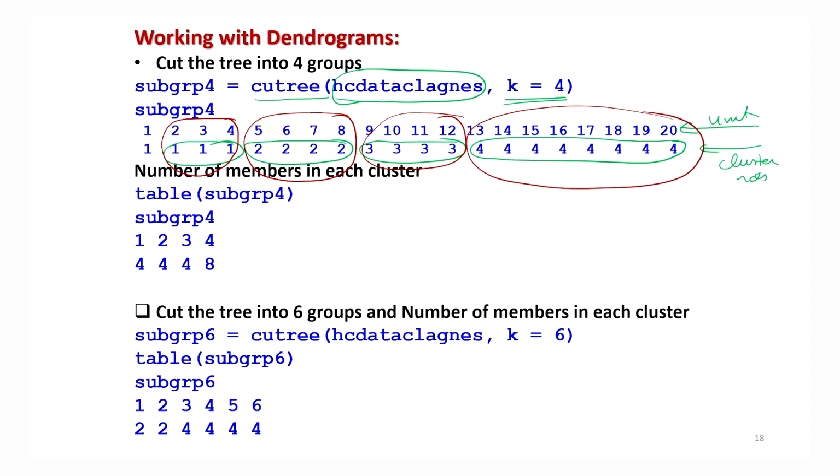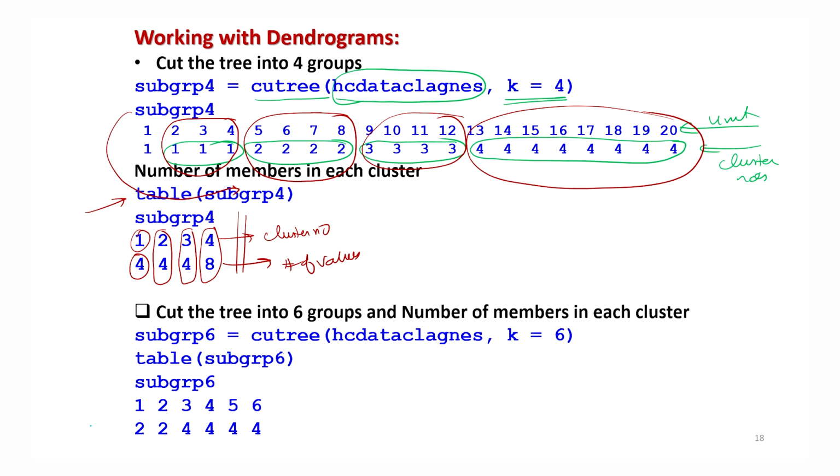So what I can do is create a tabular data of these values. I use the command table over this subgroup 4 in which I have stored the data, and you can see that in cluster number 1 there are 4 values, cluster number 2 there are 4 values, cluster number 3 there are 4 values, and cluster number 4 there are 8 values. So this is the cluster number and this is the number of values. That will give you an idea of how things are working.